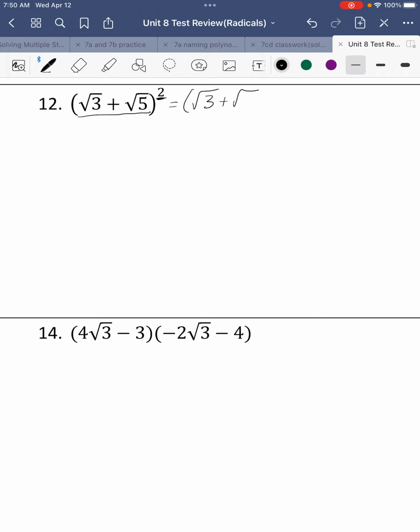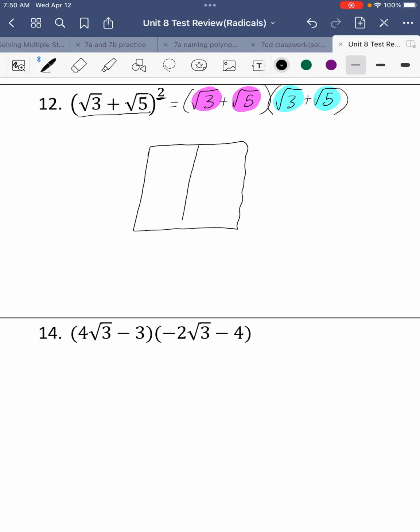So this square means base times itself. So this really means square root of 3 plus the square root of 5 times the square root of 3 plus the square root of 5. So what I'm going to do here, because we have a binomial times a binomial, 2 terms times 2 terms, I'm actually going to set it up as a Punnett square. And this is going to hopefully organize things a little bit nicer for us.